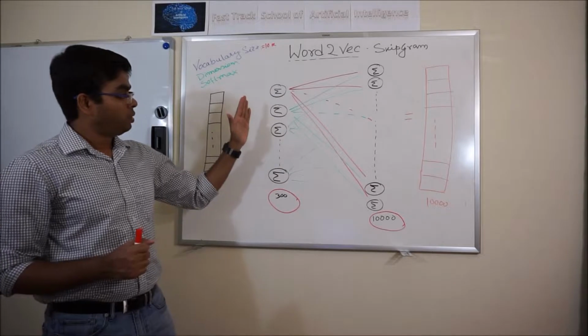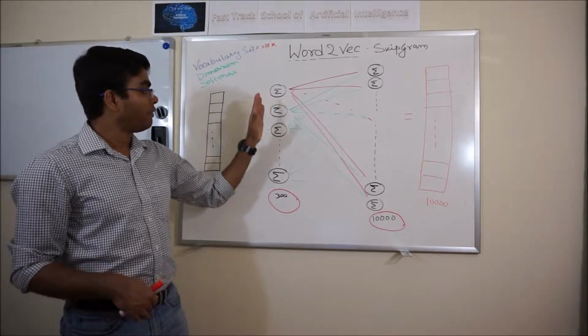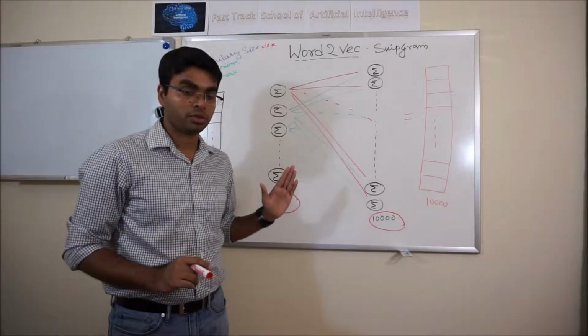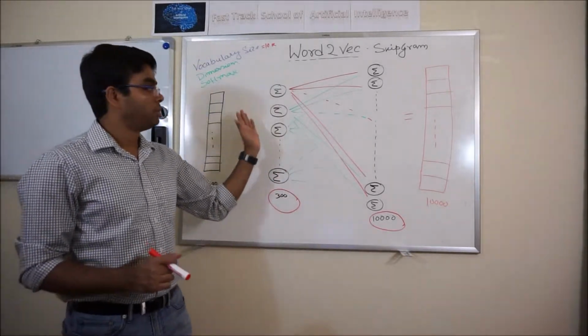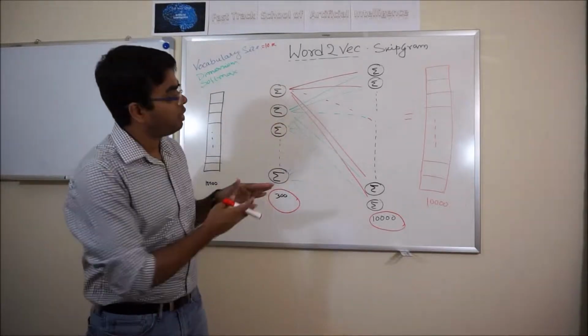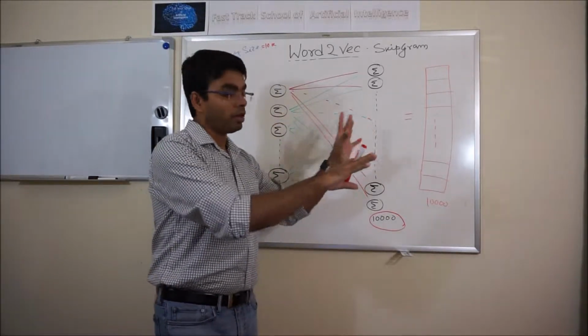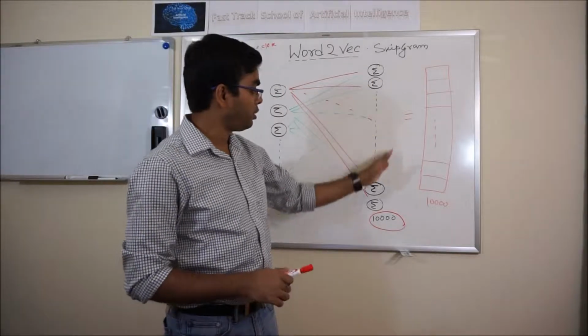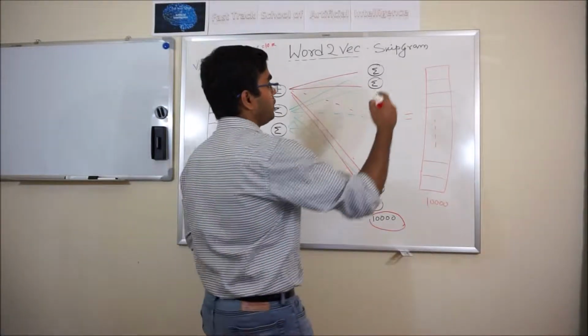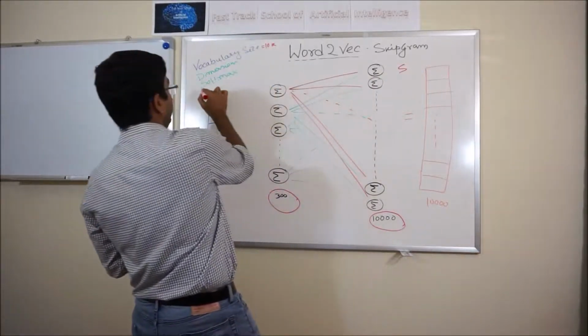Another point is that we don't have any activations in our hidden layer. Basically the net input is what we are going to take from our hidden layer, and we are going to send that to our output layer. In the output layer we have softmax activations. Let me write it down. I have written it here.